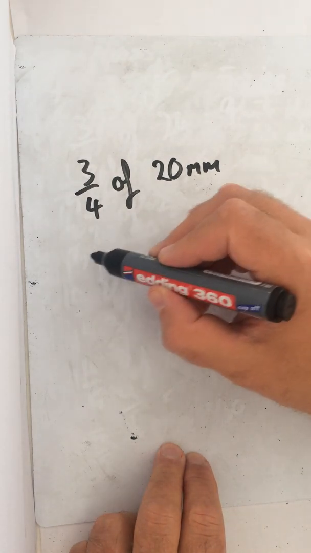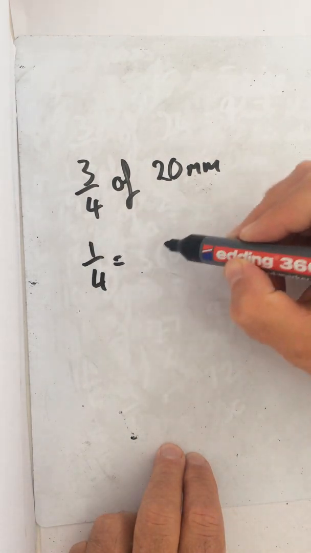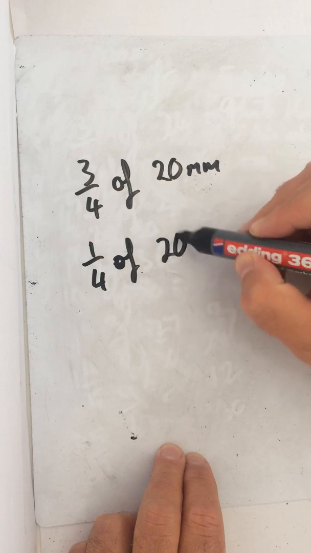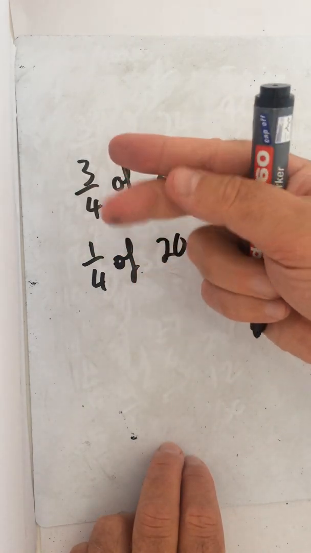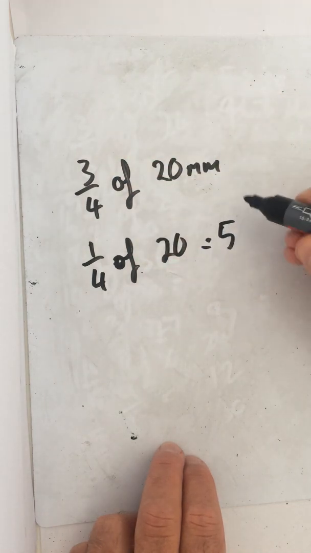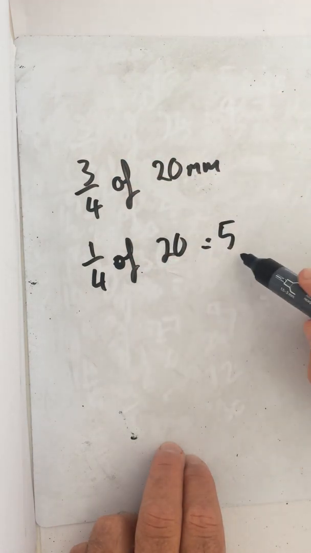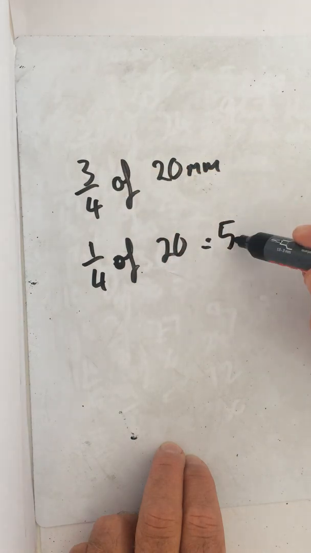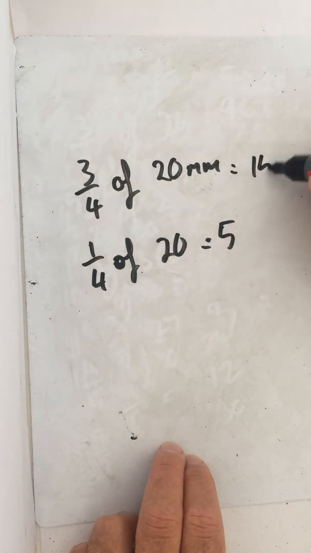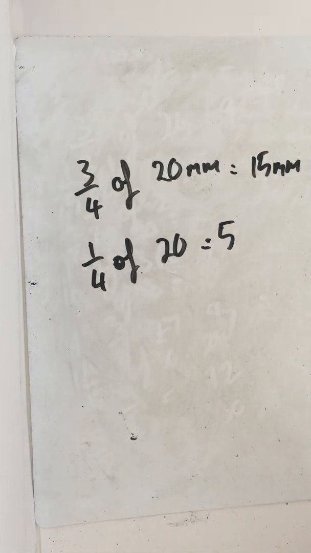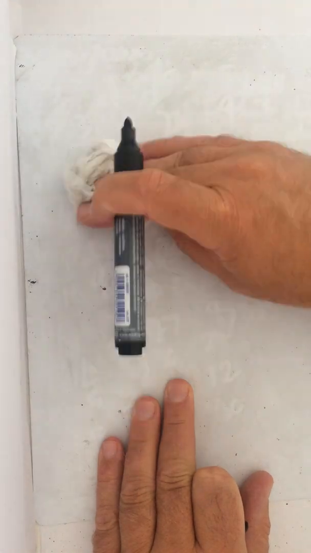First of all, I'm going to find 1/4 of 20. How many 4s are in 20? 4, 8, 12, 16, 20. So 5. 1/4 is 5. So 3/4, I times the 5 by the 3, 15 millimeters. Okay, 15 millimeters. And it can be the same with anything like that.